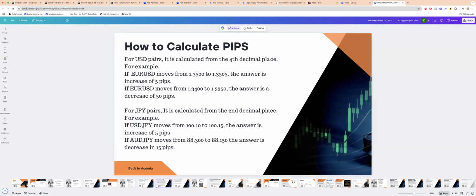Today's class is the continuation of the previous class, which was the introduction to forex trading and what we really do in forex trading. Today we're going to go over how to calculate pips. We already went through the different instruments we trade in the foreign exchange markets: currency pairs, commodities, and cryptos, but the most common things we trade are currency pairs. So now we're going over how to calculate pips for currency pairs, starting with USD pairs.